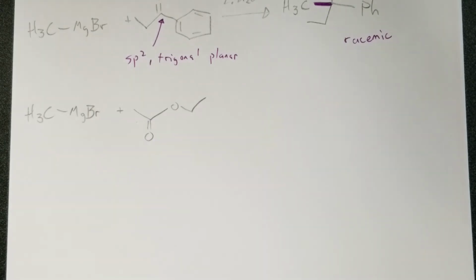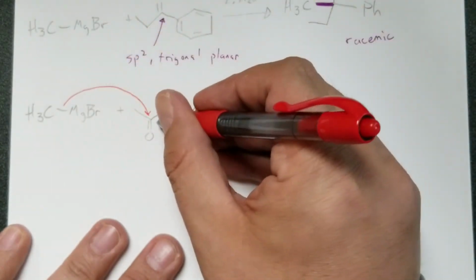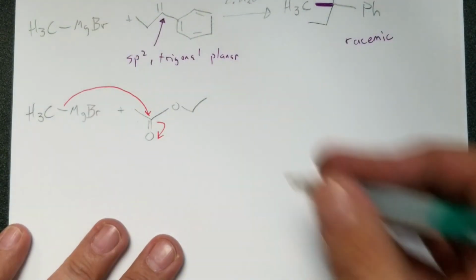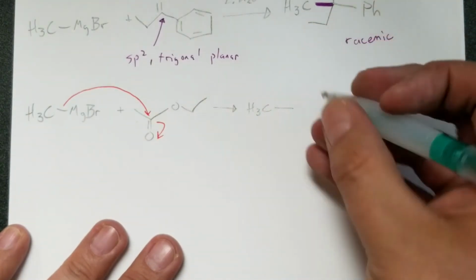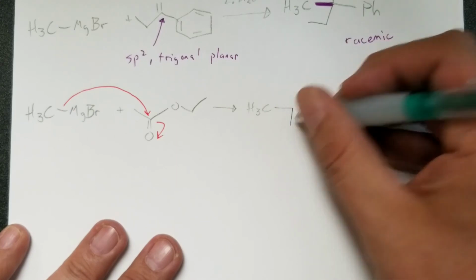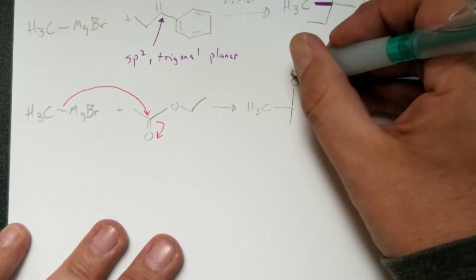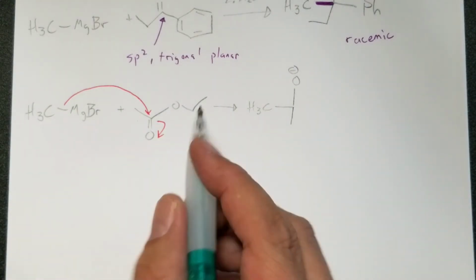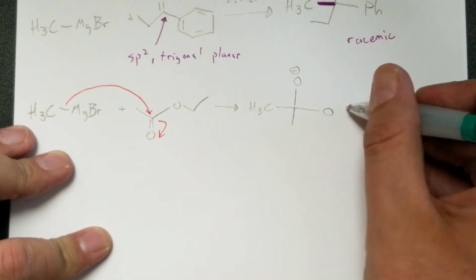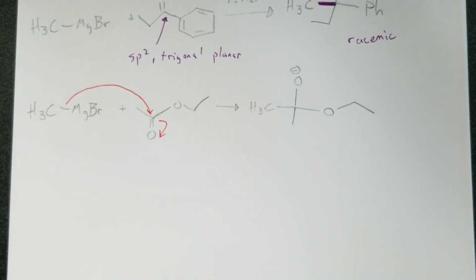All right, I want to work out this mechanism. The first thing that happens is a nucleophilic attack on the carbonyl, just like before. We have a methyl group attached now, along with the one that was already on there. We have an O-, that's this oxygen here.